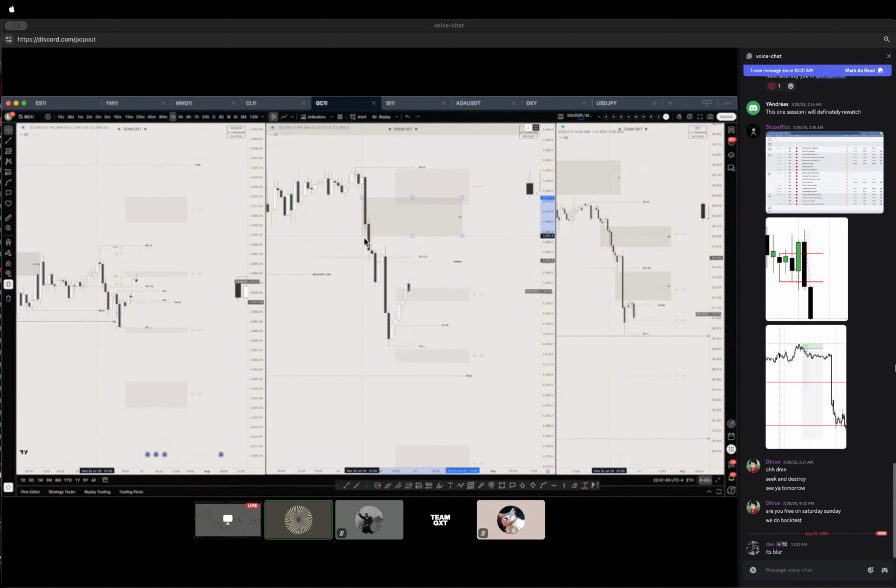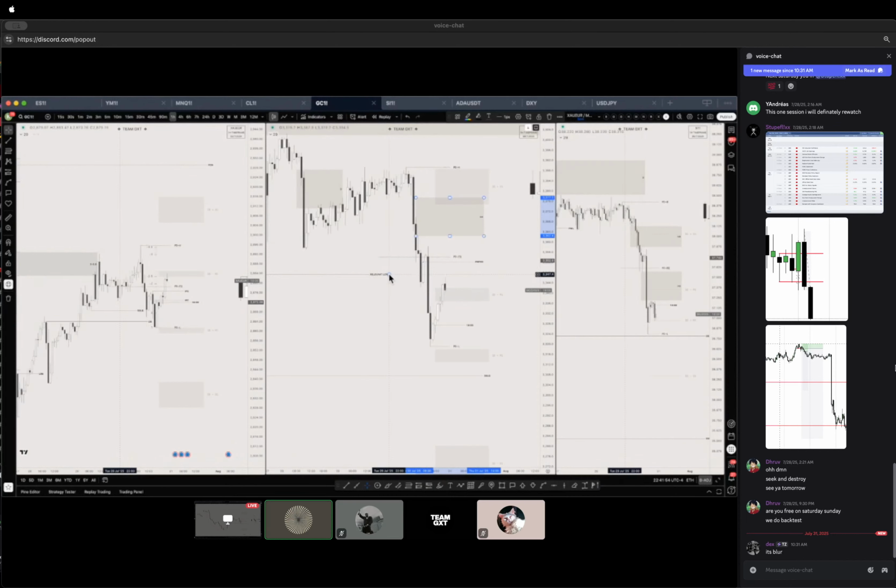Just seeing what else we could possibly reverse off of with gold here today. We kind of have this order block, but it doesn't strike me as too significant. It didn't really do much.